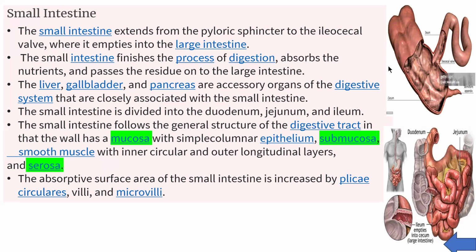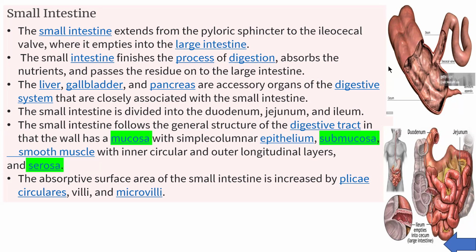The small intestine is where the full process of digestion is completed: the digestion of carbohydrate, fat and protein, all the nutrients complete their digestion in the small intestine. The small intestine also absorbs the nutrients and passes the residue on to the large intestine. The liver, gallbladder and pancreas are accessory organs of the digestive system that are closely associated with the small intestine, with their secretions helping in the digestion of all nutrients: carbohydrate, fat, and protein.